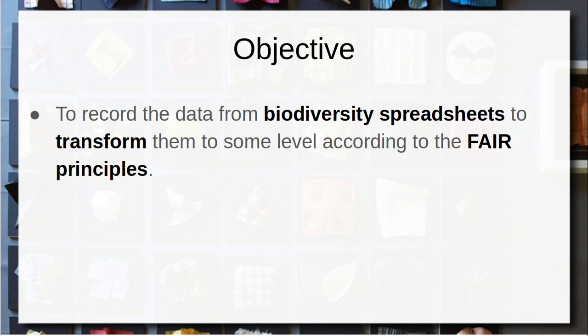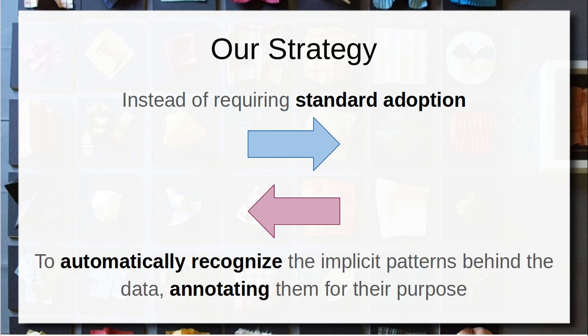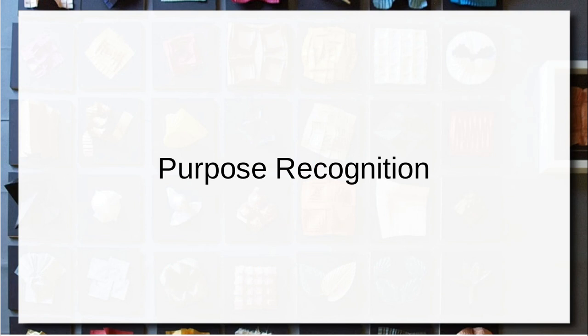So our objective in this research is to record the data from biodiversity spreadsheets to transform them to some level according to the FAIR principles. And instead of requiring a standard adoption, our work goes to automatically recognize the implicit patterns behind data, annotating them according to their purpose. So our work is based on the notion of purpose recognition.